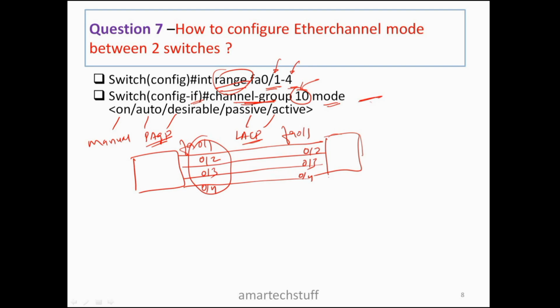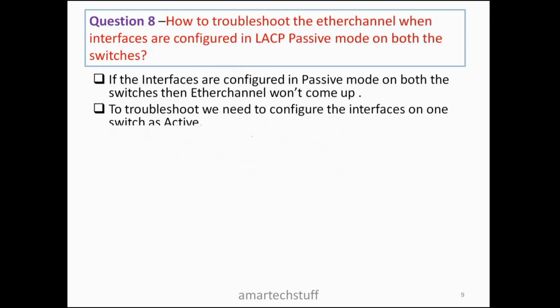Let's move on to the next question, that is question number 8. How to troubleshoot the EtherChannel when the interfaces are configured in LACP passive mode on both the switches? Now, this is again an important question, maybe a troubleshooting question to check your concept. But the guys who are very strong with their concept are not going to give a wrong answer for this question, because the question itself is saying that there are interfaces which are configured in LACP passive mode on both the switches.